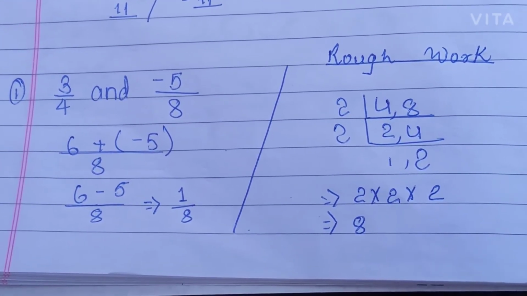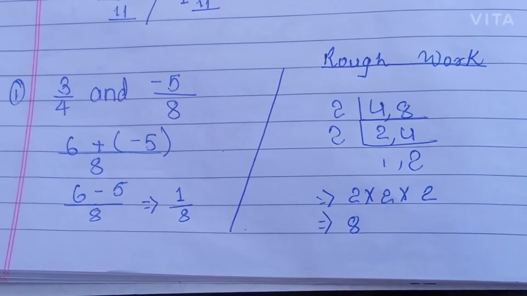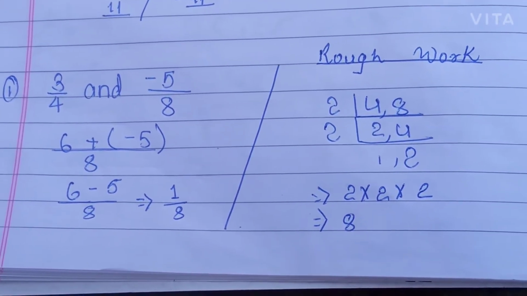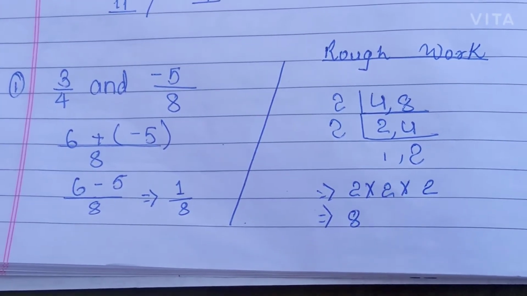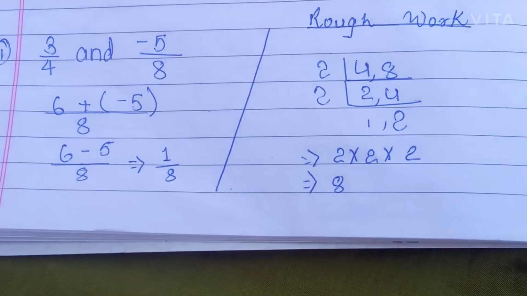So to remove the bracket, what to do? We have to change the sign. So after the bracket we have a plus sign, so the sign inside the bracket will remain as it is. So the sign will be minus only. So here we'll get the answer 6 minus 5 by 8. Okay, so after solving it we get 1 by 8 as the answer.